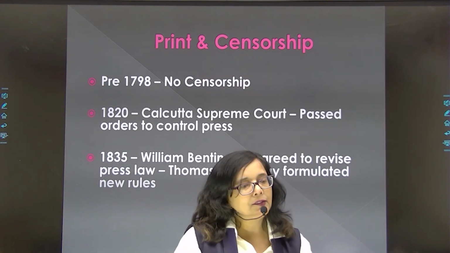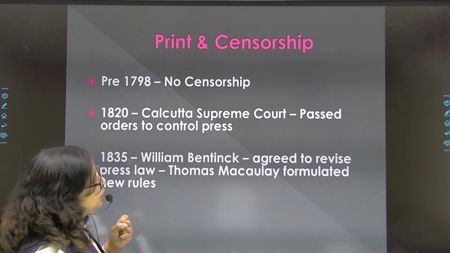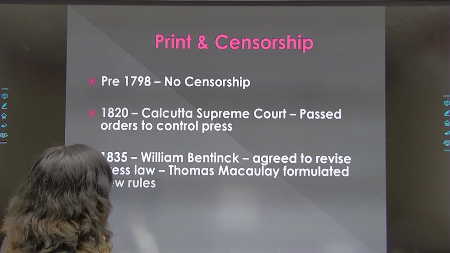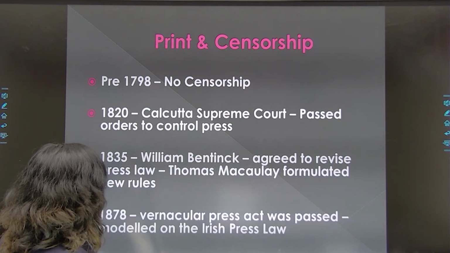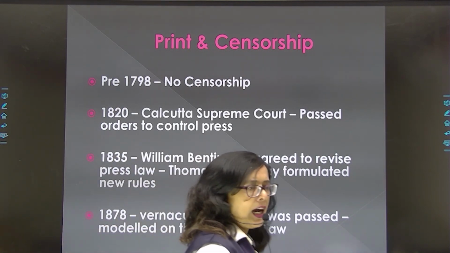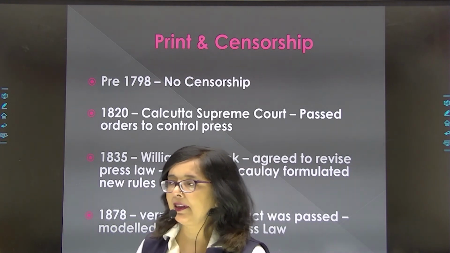So he gave this task to Thomas Macaulay. तो Thomas Macaulay ने क्या किया, जो नए प्रेस लॉज थे उनको रिवाइज किया. So Indians were somehow happy. But afterwards what happened? 1857 रिवोल्ट स्टार्ट हो गया. आप सबने पढ़ा हुआ है इन क्लास 8th अबाउट 1857 रिवोल्ट.